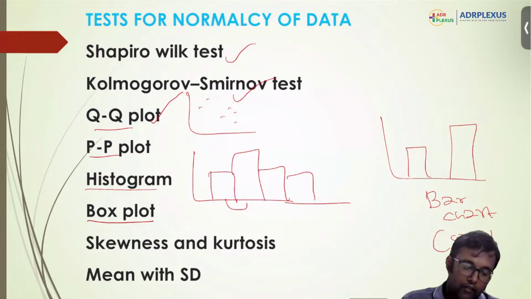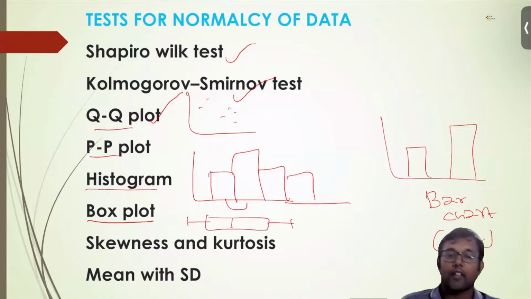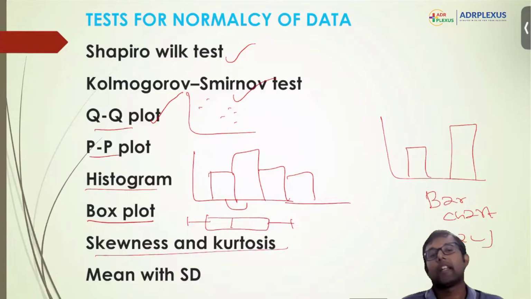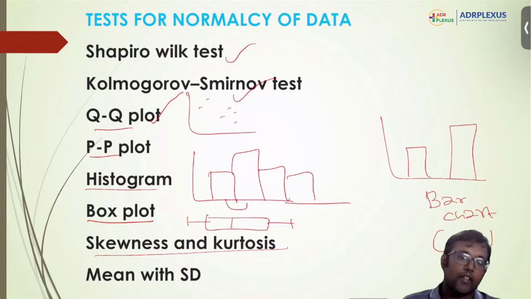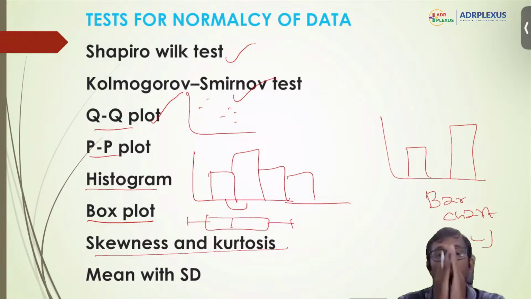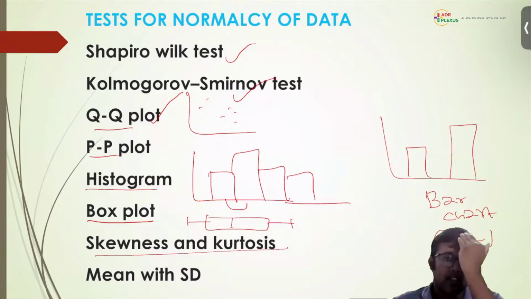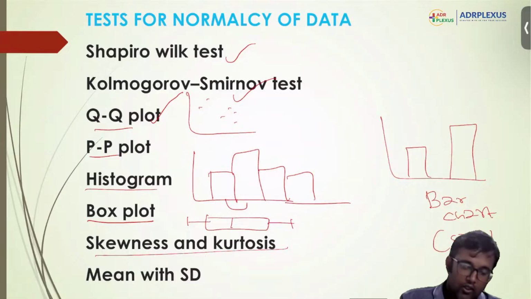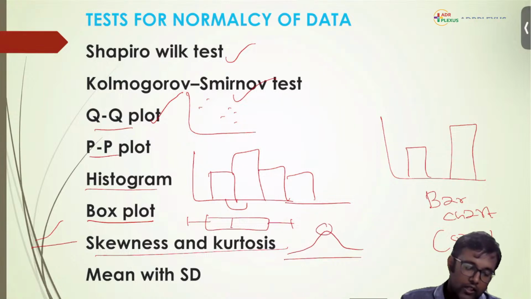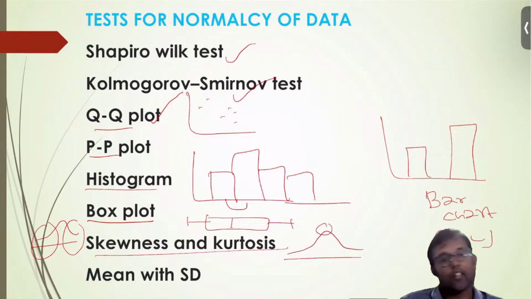Then the box plot, our box and whisker plot. It is also used for telling the normal distribution. Then our skewness and kurtosis. They can also tell about the normalcy of the data. What is skewness? Horizontal symmetry. If the right side of my face is equal to the left side of the face, that is skewness. Kurtosis tells about the height of the curve. Skewness tells whether the right hand side is equal to the left hand side or not.